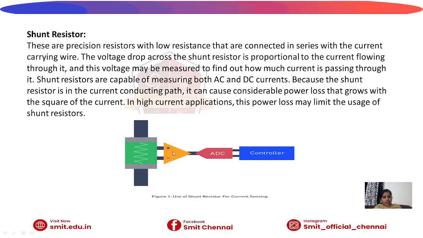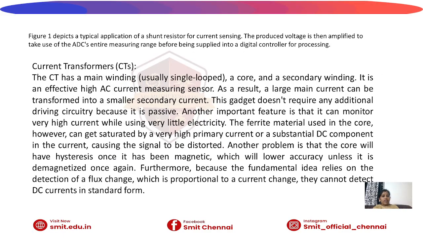In this diagram, there is a shunt resistor for current sensing. The shunt resistor's voltage is given to the amplifier, and the amplified voltage is given to the ADC and transferred to the controller. Only after amplification is it given to the ADC and the controller. We will remember this.